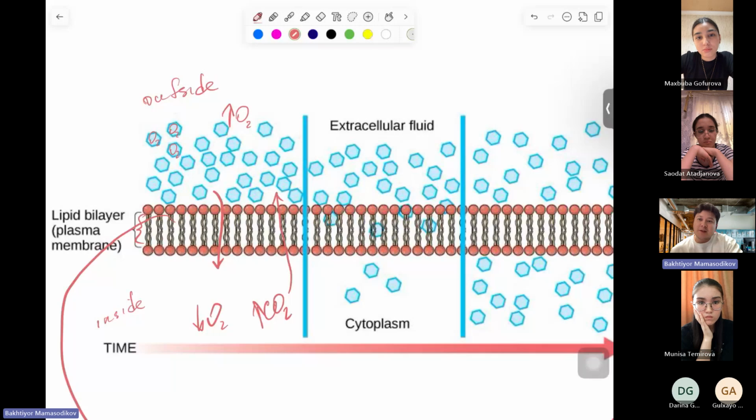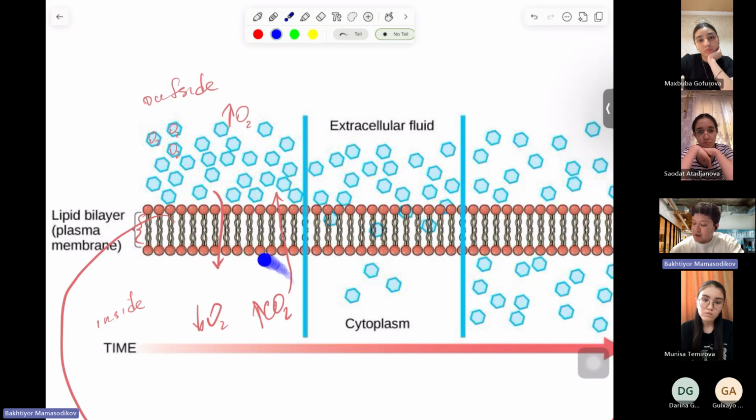Okay, let me tell you. This is also because of concentration. We say it concentration gradient, okay? As you can see here, we have a high concentration of oxygen molecules outside, and we have fewer oxygen molecules inside. What those molecules are going to do, they're going to use the concentration gradient, okay?